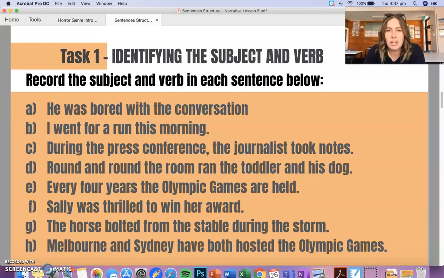So the first task that you're going to have to do is there are 8 sentences present on the page right now, all the way from A to H. And what I want you to do for each one is I want you to record what is the subject of the sentence and what is the verb in the sentence. So just pause the video now and get stuck into that.